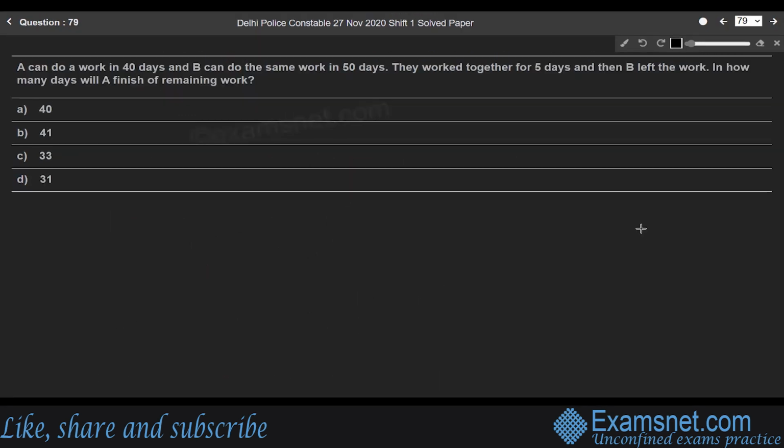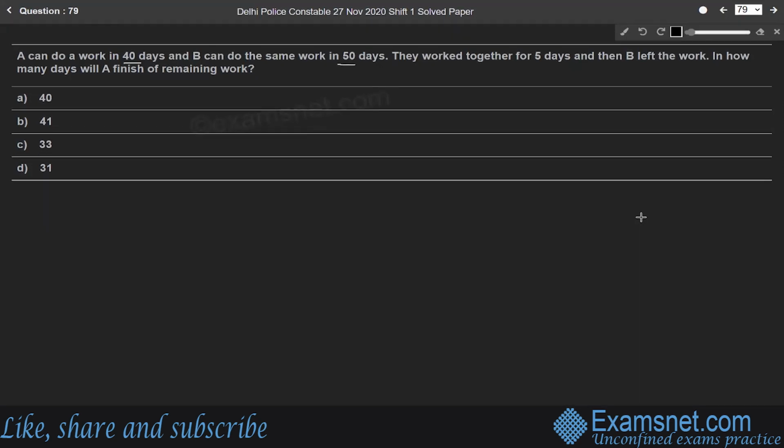Question 79. A can do a work in 40 days and B can do the same work in 50 days. They worked together for 5 days and B left the work. In how many days will A finish off remaining work? So here A and B worked together for 5 days and they have done some work, and B left the work, and A alone has to do the remaining work. So we need to calculate how many days the person A has taken to complete the remaining work. For that, we are using the concept of work done.